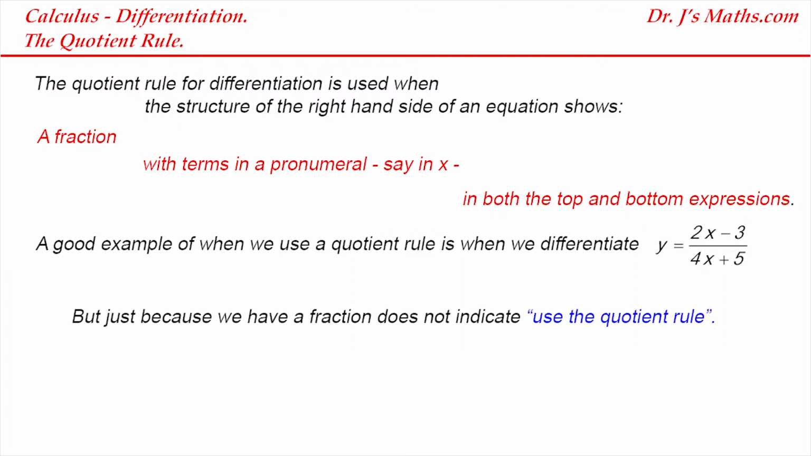But just because we have a fraction doesn't indicate we have to use the quotient rule for differentiation. For example, if we have y equals 2x minus 3 over 42, 42 is just a number, and so it has no relevance in terms of differentiation. So in this case, we just differentiate the top and put it all over 42. So it becomes 2 over 42, 1 over 21.